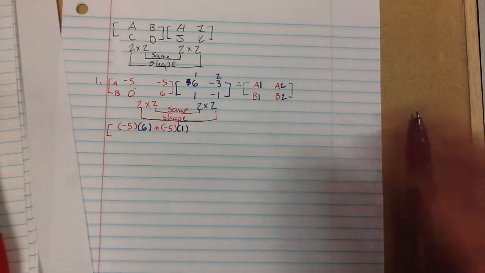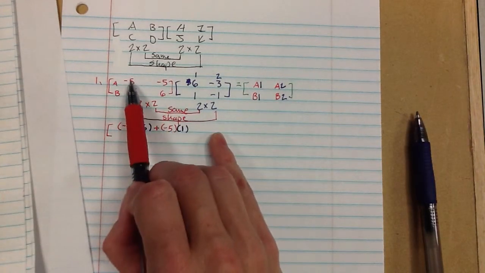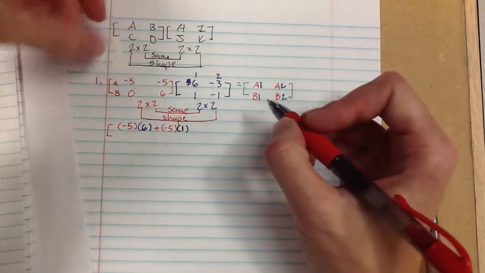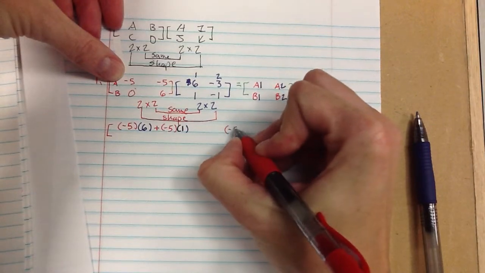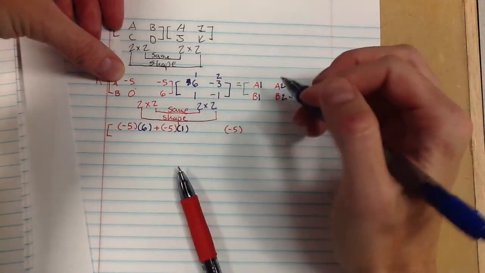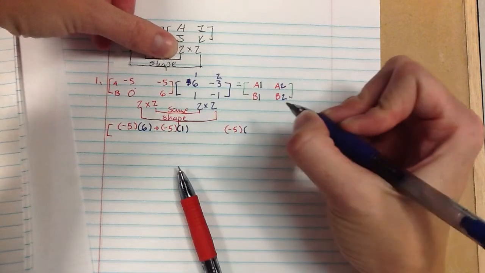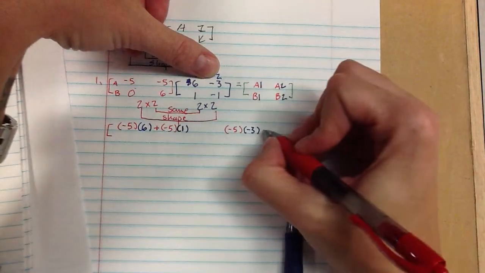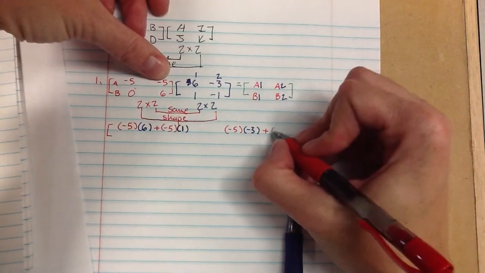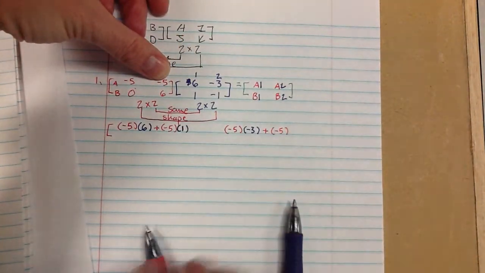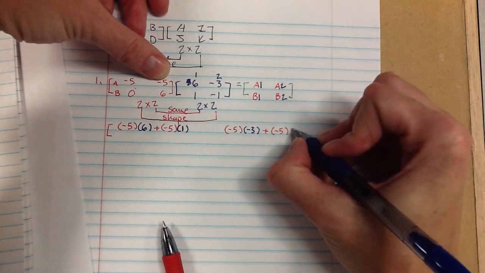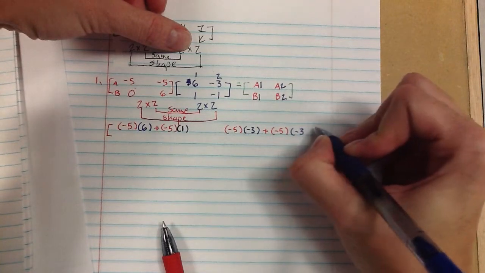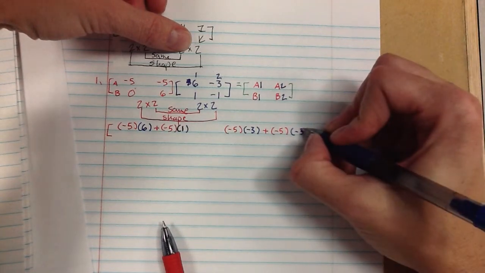Now I'm going to go to A2. So these numbers and these numbers. The first thing in A is negative 5. The first thing in 2 is negative 3. Plus my second thing in A times my second thing in B. It should be a 1.